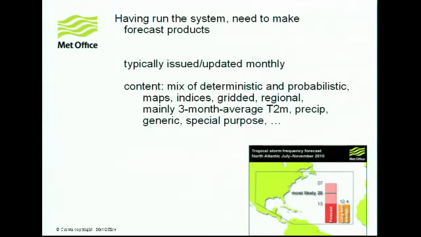Okay, now typically the problem is that you run a set of trials with the model and you don't really run it with and without to see what the difference is. You turn the scheme on, you run it and say, oh, that's performing well, we'll keep that in. Then, of course, having run the system, you need to make some forecast products out of all this. And typically, you do that once a month. Typically, a whole range of different sorts of maps, indices, values come out of these.